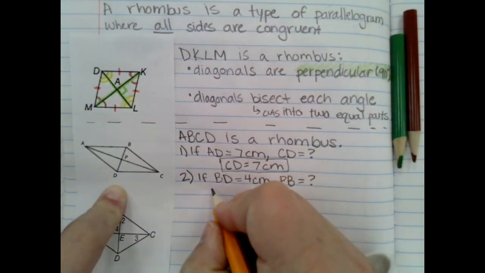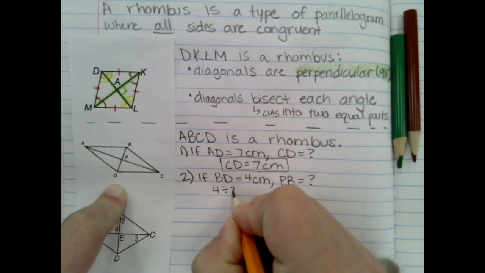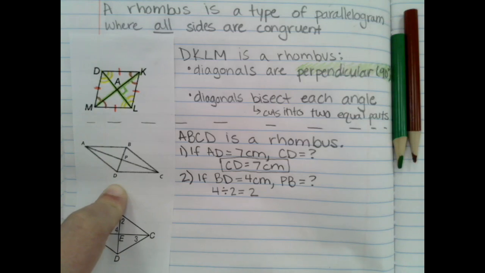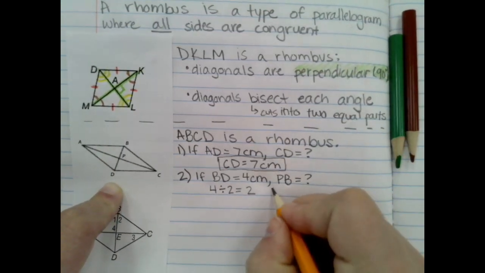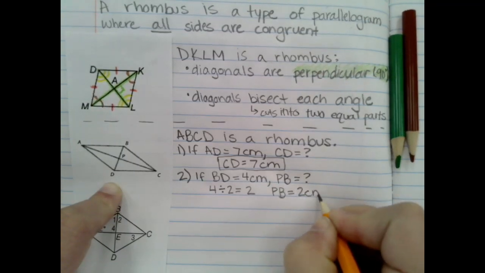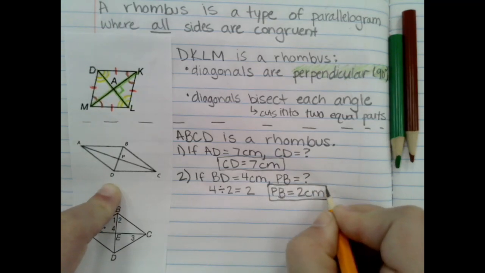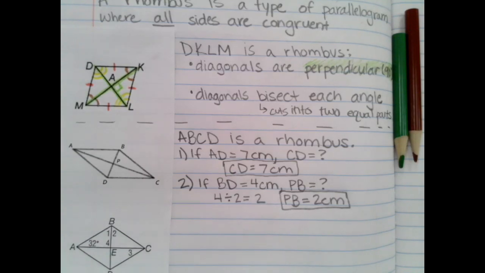How'd you figure out 2? Good, cuts it in half. So you can say 4 divided by 2 is 2 if you need that written there for just your mind work, your thinking work. But then we know PB is 2. Some of you were able to do that probably without thinking 4 divided by 2. You were just like, oh, there's 4, so it's 2. Perfect. Great.